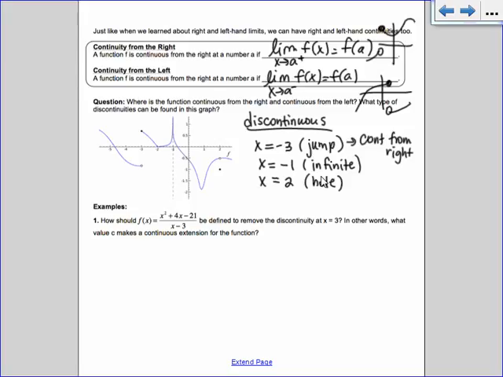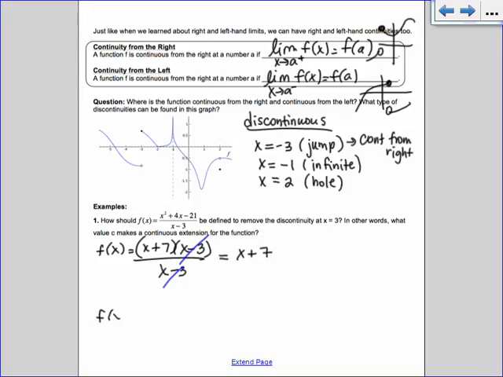All right, so number 1. It says, how should this function be defined to remove the discontinuity at x equals 3? Sorry, discontinuity is such a tongue twister for me. I have a hard time. All right, so I'm going to factor. So I'm going to have x plus 7, x minus 3, and x minus 3. I cancel. So my simplified function is just x plus 7.